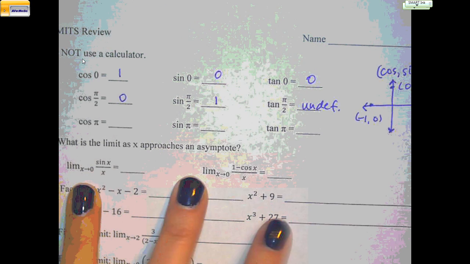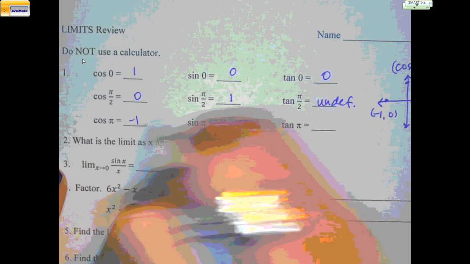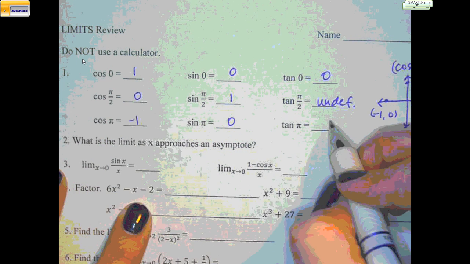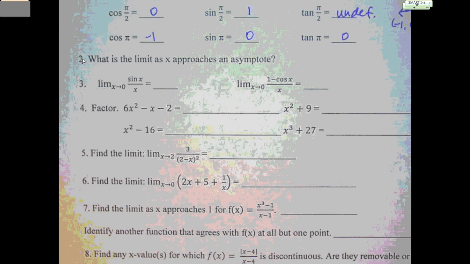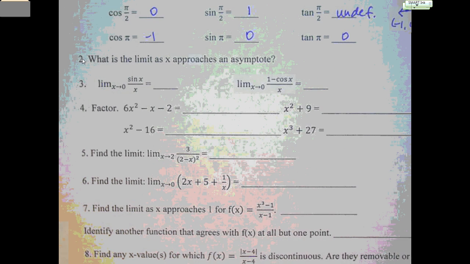At pi, cosine's negative 1, sine is 0. What's tangent? 0. Be ready for that tomorrow because you won't have a calculator if it shows up in a problem. Number 2, it says, what's the limit as x approaches an asymptote?